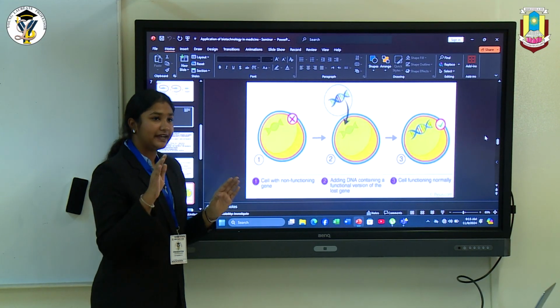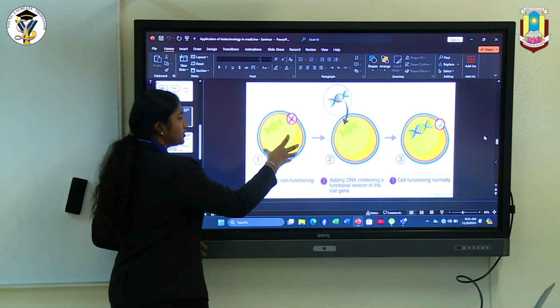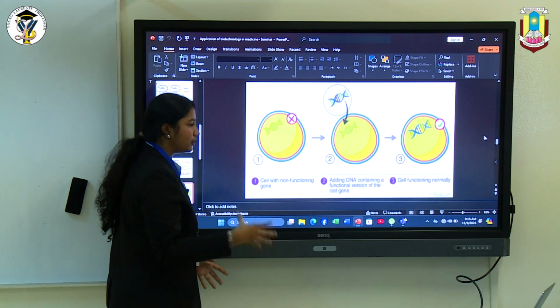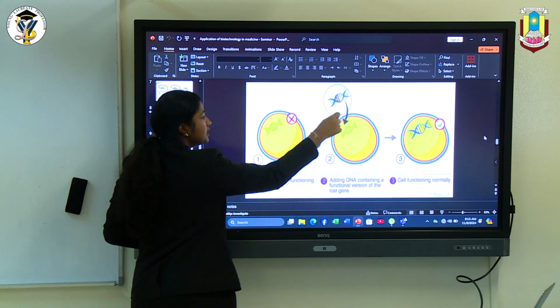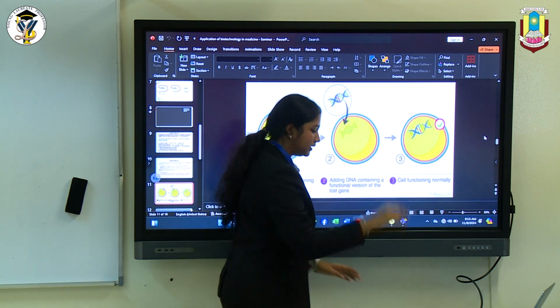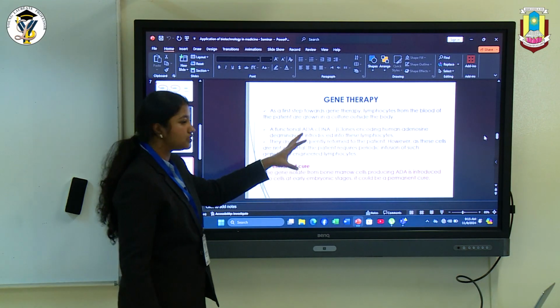So, recap. This girl has ADA deficiency, meaning her lymphocytes do not produce ADA enzyme. So, this is her lymphocyte. We take it out of her body and it is grown in a culture outside the body. And then the gene that encodes for the ADA enzyme is introduced into her lymphocytes. These lymphocytes are then introduced back into her body. This also we'll have to do periodically, because she's 4 years old.